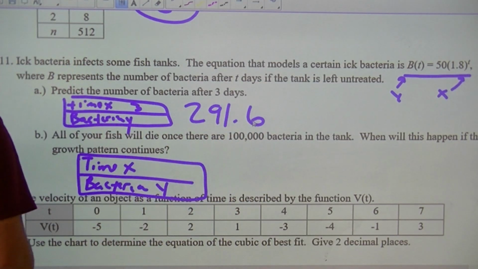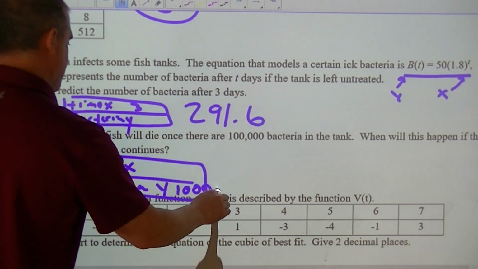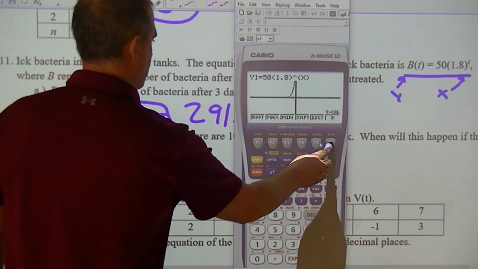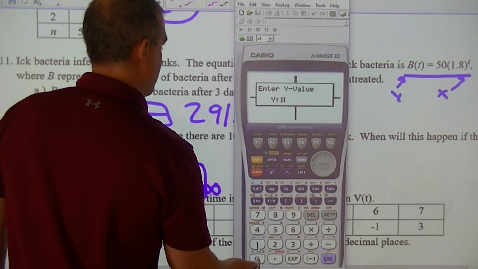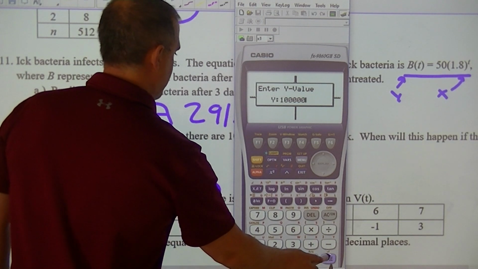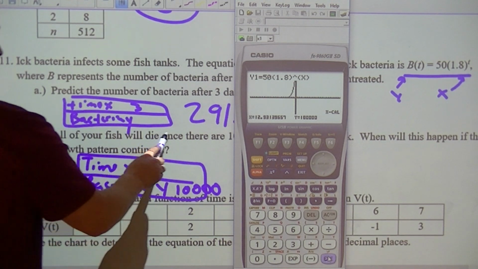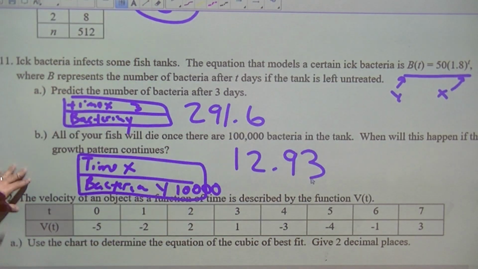Okay? It wants to know, all right, when will there be 10,000? So I put 10,000 here. Okay? GSolve, I want to do an x-cal and put 10,000. This might be too big. That probably should be 100. No, that's okay. I get 12.93. Okay? All right?